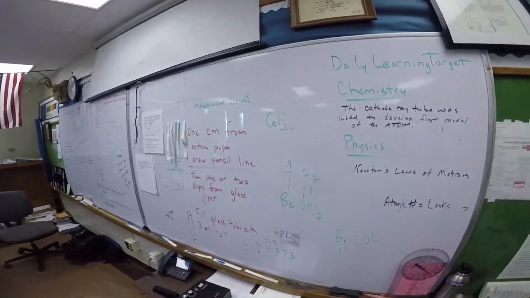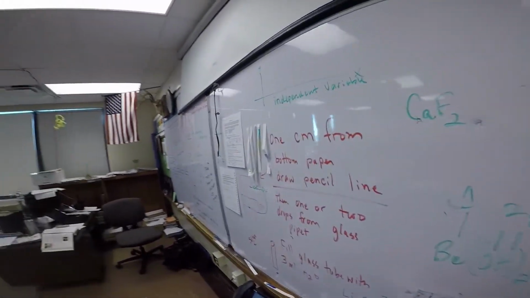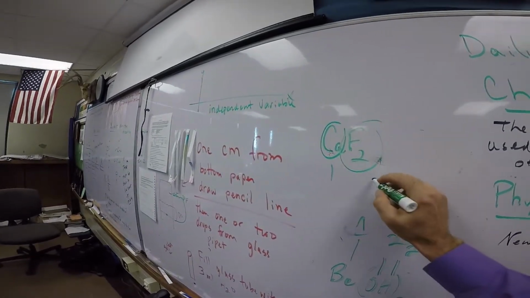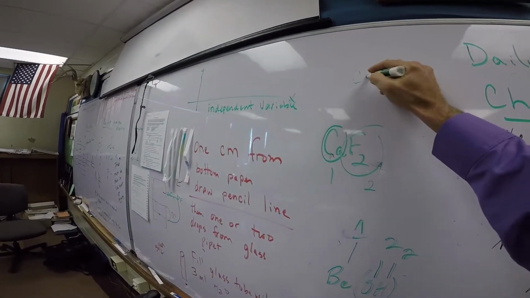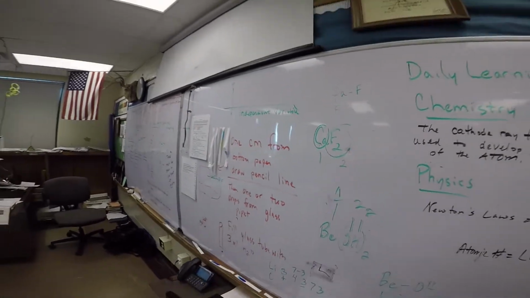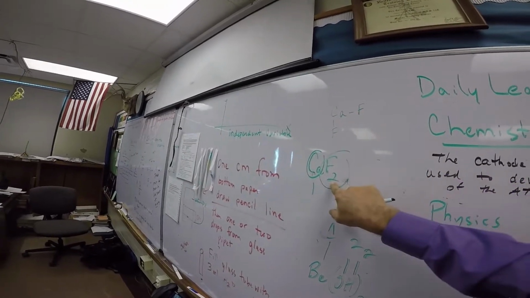Compound. So here we have 1 calcium. Yeah, there's 1 calcium, and we have 2 fluorides. So it would be looking like CaF2. You need a visual. There's the 2 fluorines there. That's what the 2 tells you.